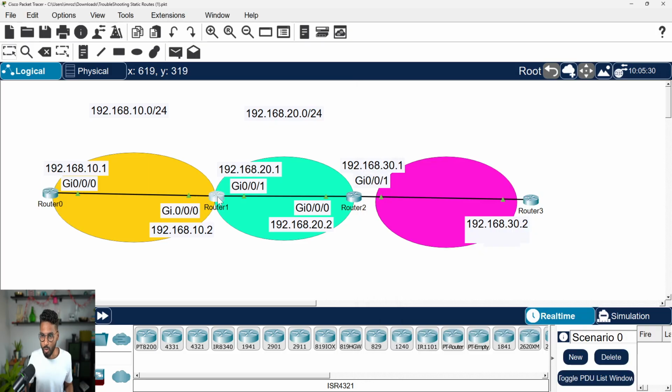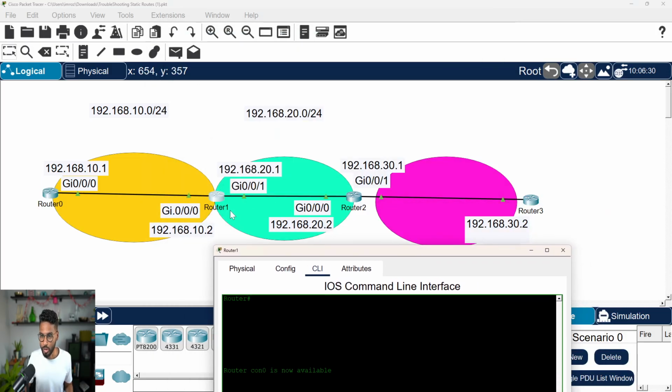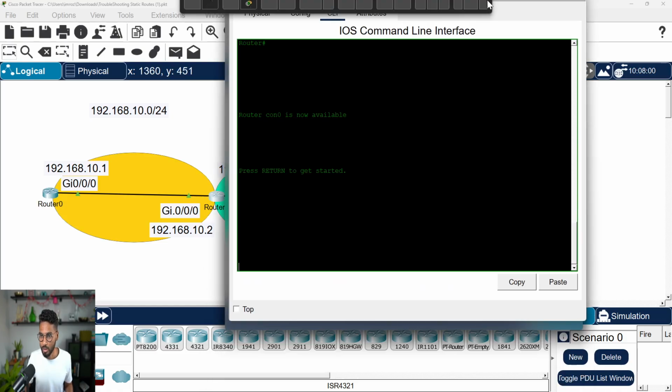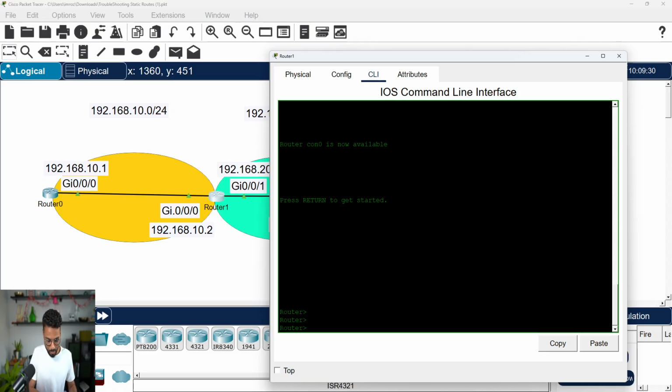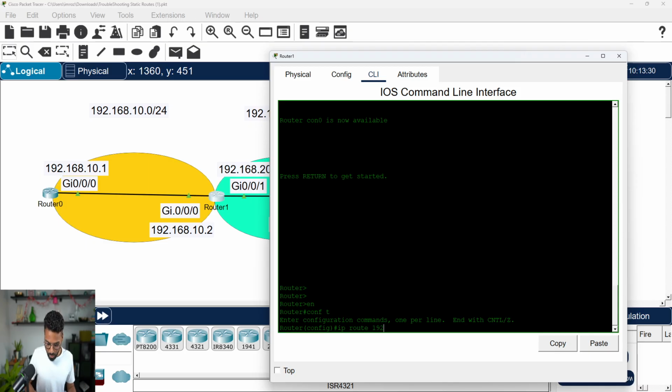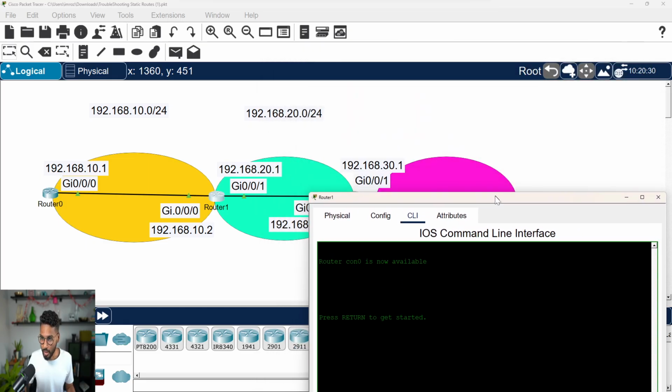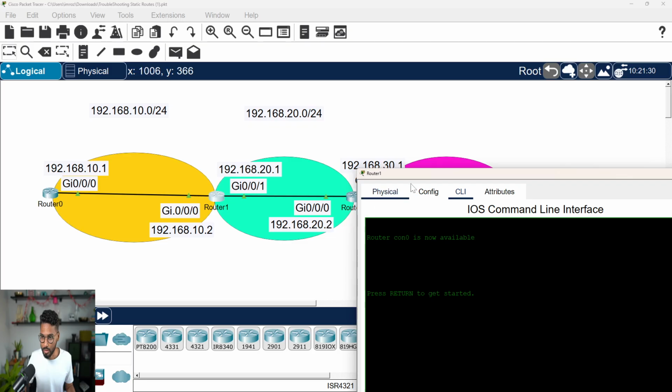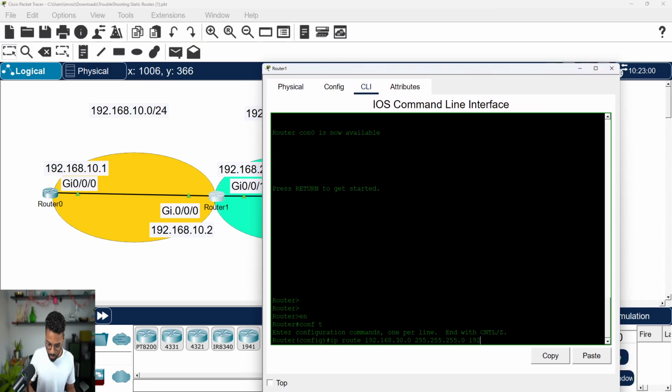And let's do the same thing on router 1. We're teaching it about this particular network. Go to enable, configure terminal, do the same command, IP route 192.168.30.0, 255.255.255.0. And the first hop it needs to take in order to reach there would be this, 192.168.20.2.